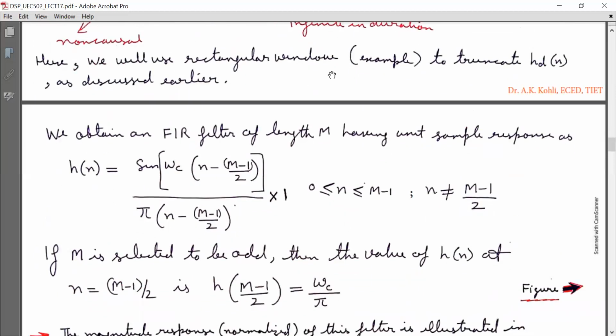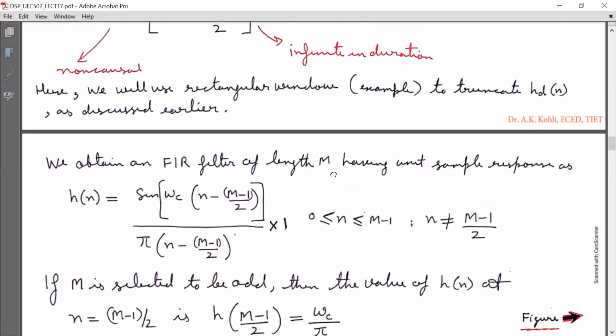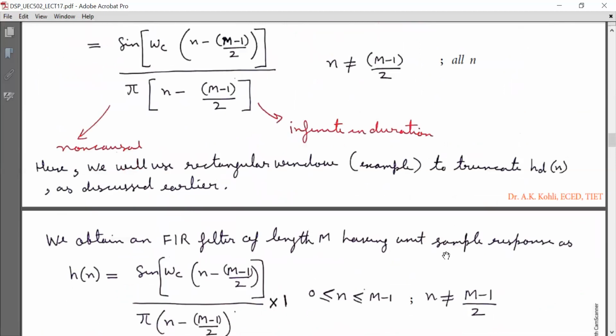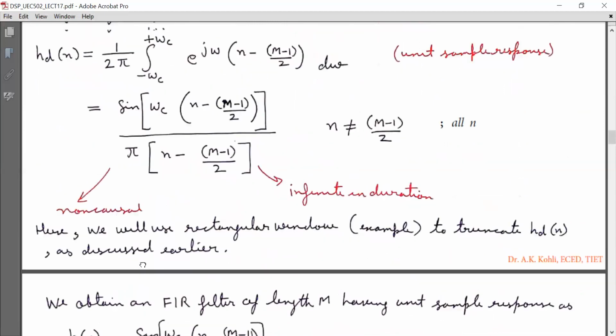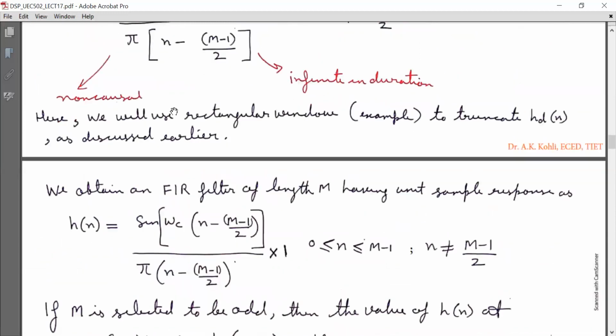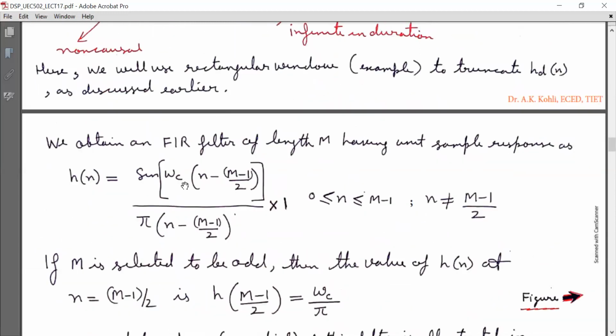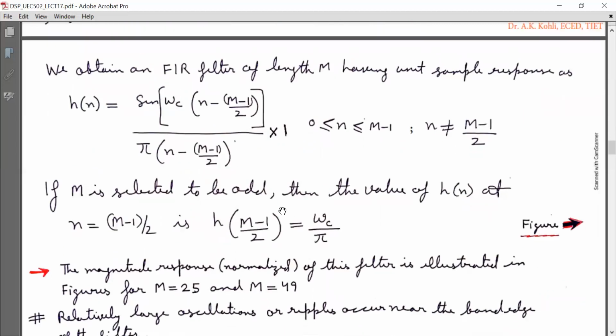Now, due to the application of the rectangular window, we obtain an FIR filter of length M having unit sample response h(n). This is hd(n) multiplied by w(n), which gives sin(ωc(n − (M−1)/2)) over π(n − (M−1)/2), times 1. The 1 is coming from the rectangular window for these values of n, 0 to M−1, but n not equal to (M−1)/2. Why this is here, I explain further.